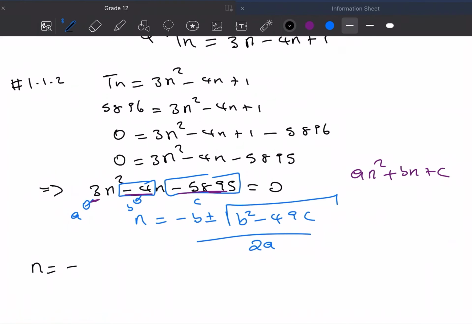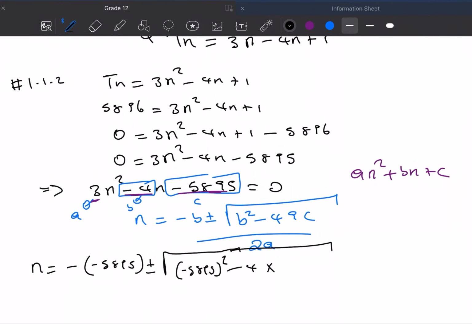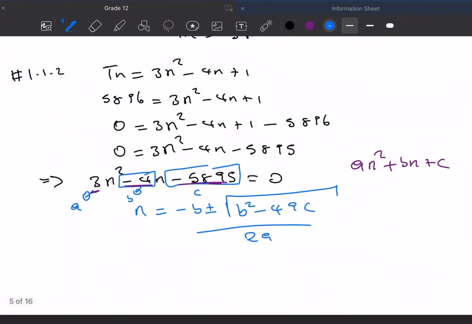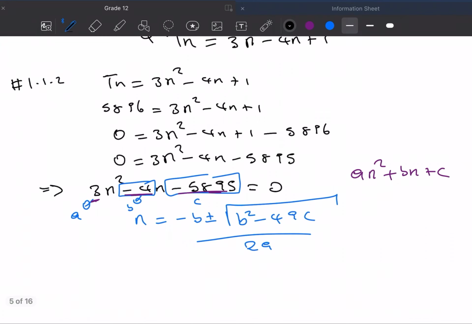So n is equal to minus b, which is minus 5895 plus or minus b, again minus 5895 squared minus 4 times a, what is your a? 3 times c. Oh my god, that's wrong. Wrong. Excuse me, that's not your a. I'm sure you saw my mistake right away. So n is equal to minus b, and b is minus 4, not 5,895.